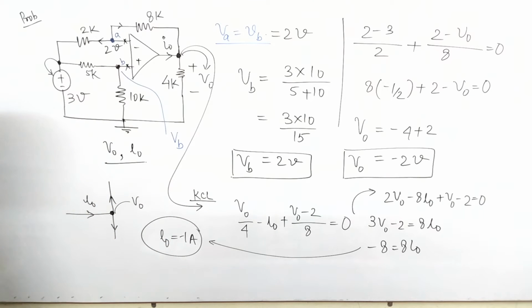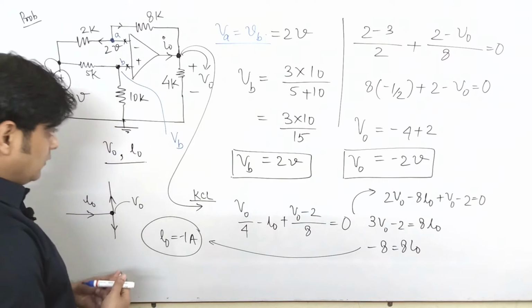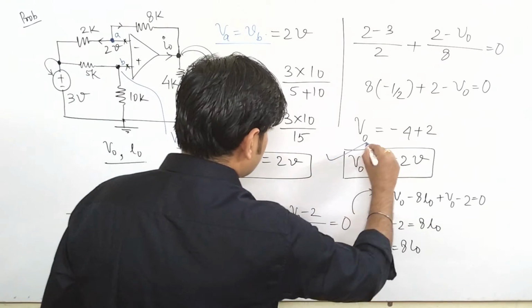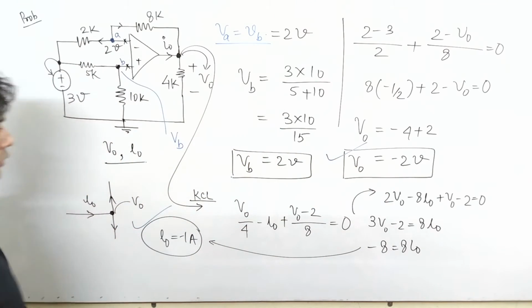So you got the value of V naught and you got the value of I naught. V naught is minus 2 volt. I naught is minus 1 ampere. This is one important problem, just to understand how to solve it.